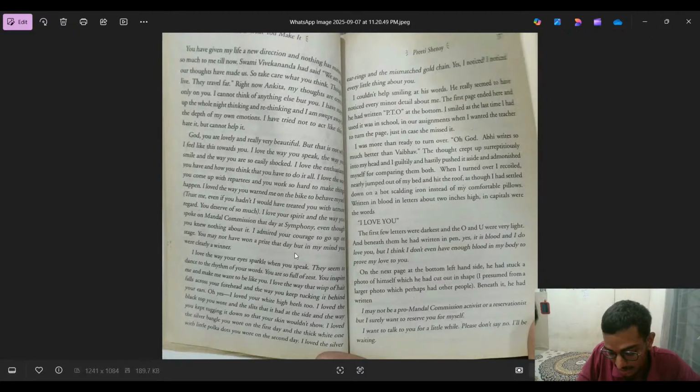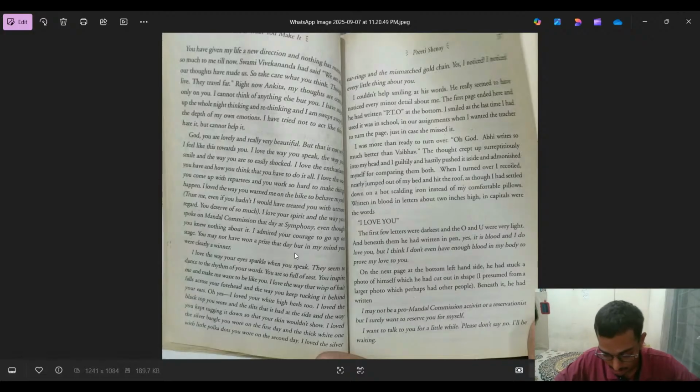I love your spirit, and the way you spoke on the Mandal Commission that day at Symphony, even though you knew nothing about it. I admire your courage to go up on the stage. You may not have won a prize that day, but in my mind, you were clearly a winner. I love the way your eyes sparkle when you speak. They seem to dance to the rhythm of your words. You are so full of zest. You inspire me and make me want to be like you.